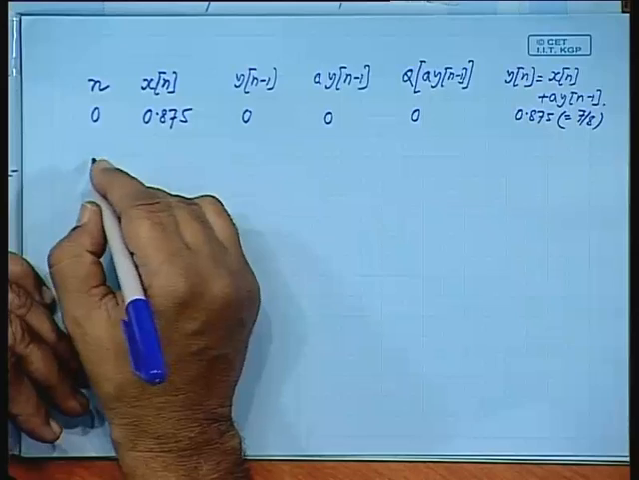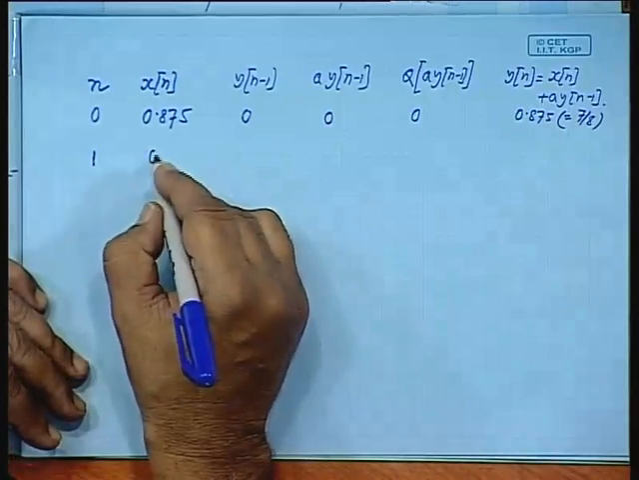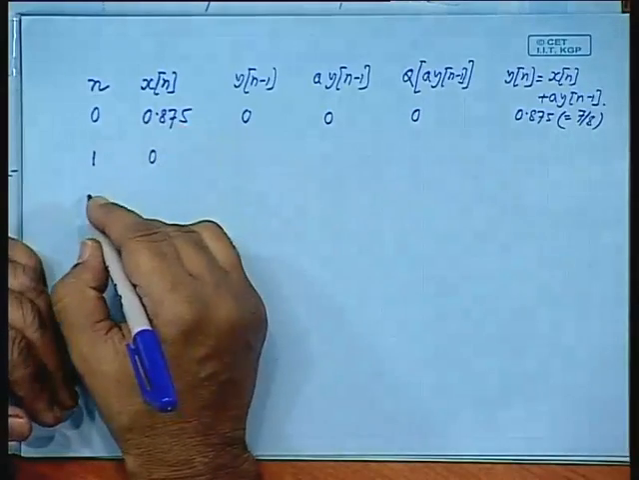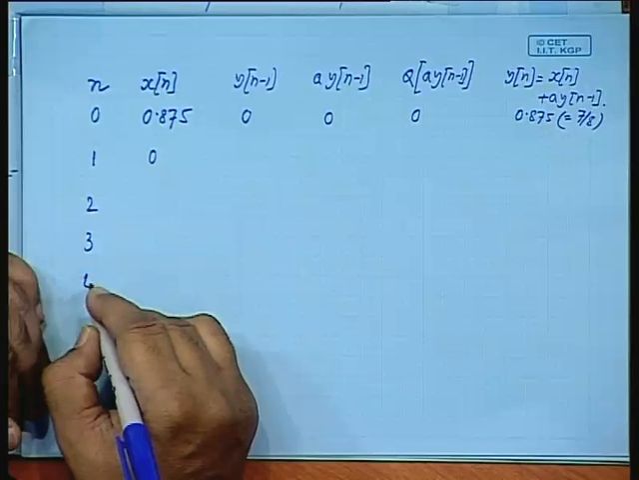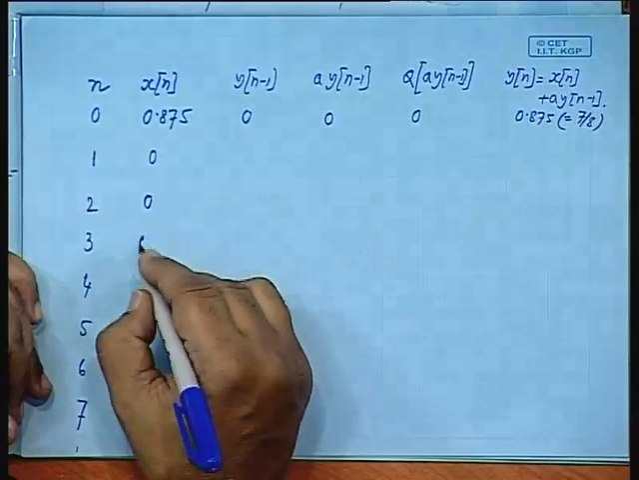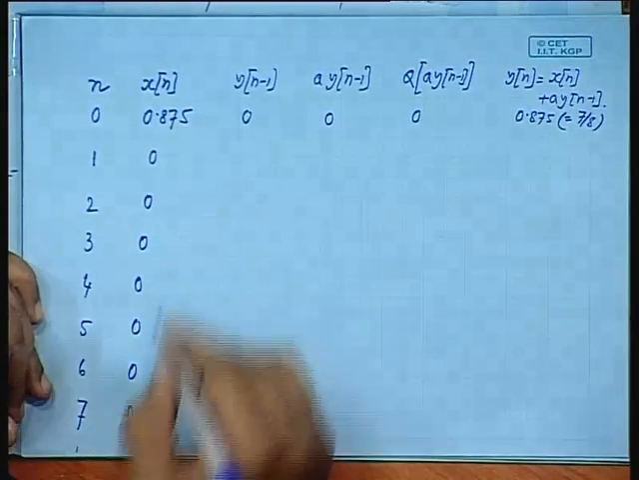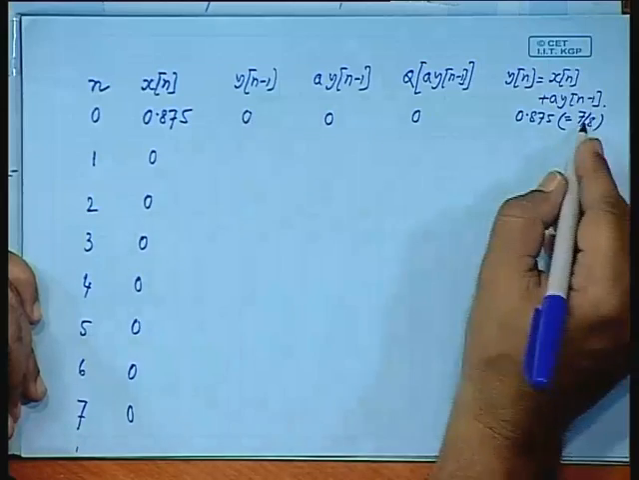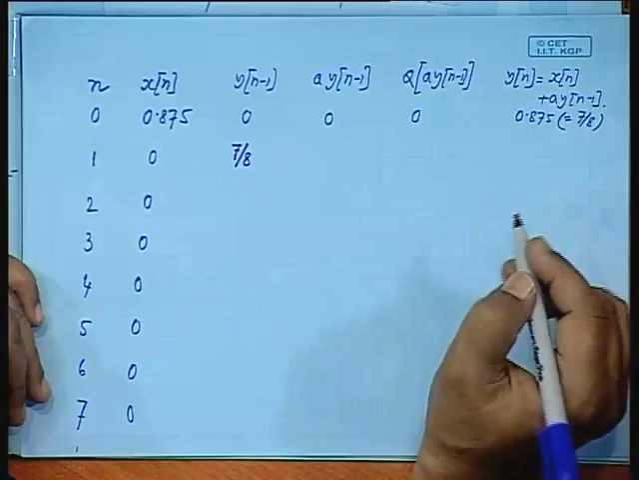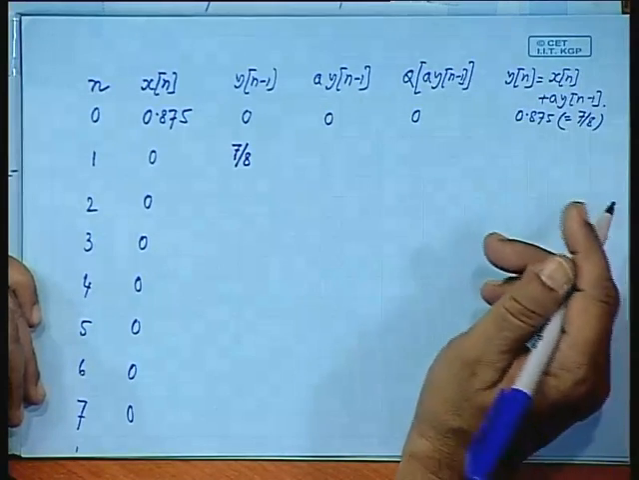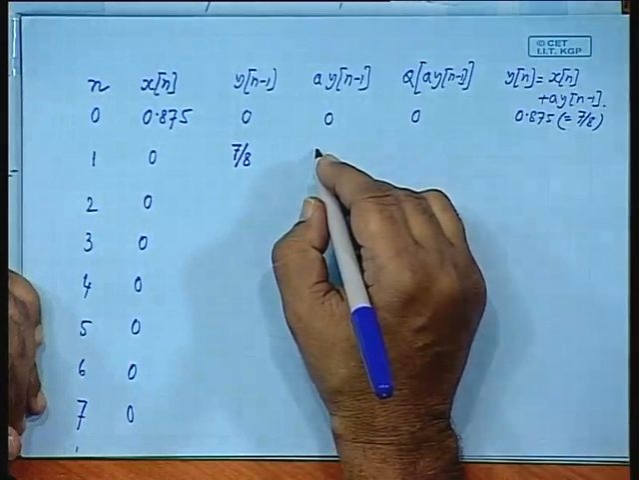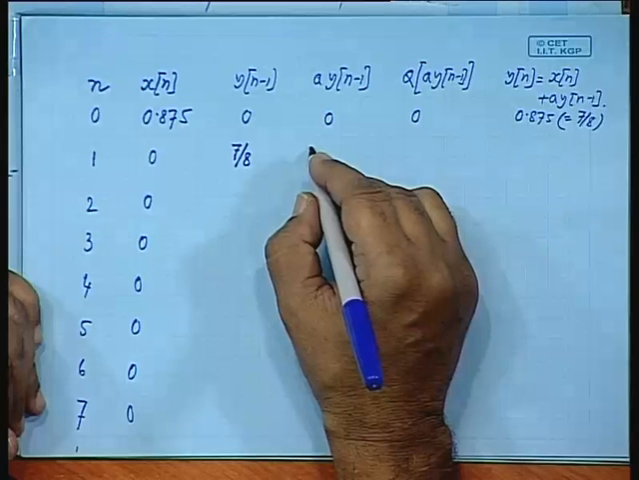Next, n is equal to 1. This is 0. All right. It is a delta input. So, next moment it is 0, 2, 3, 4, 5, 6, 7 and so on. So, these are all zeros. Let us compute this one. Y n minus 1 is how much? Then A times this will be half of this, 7 by 16, all right.